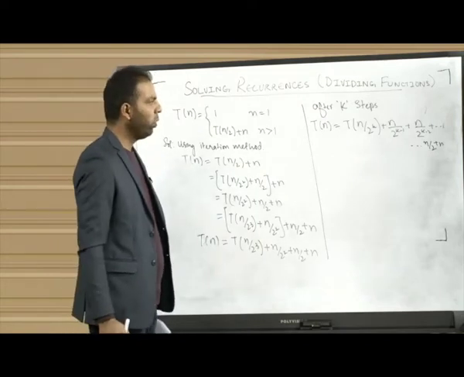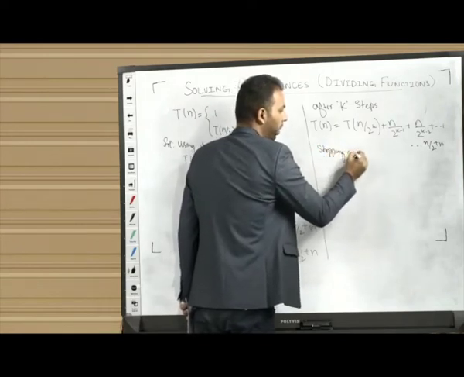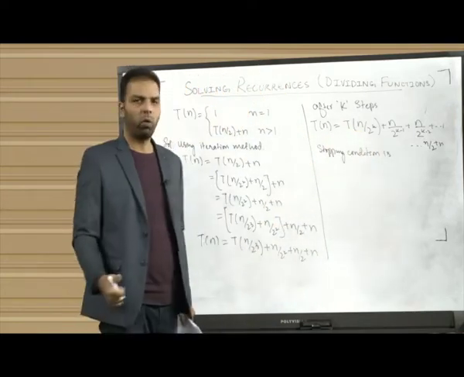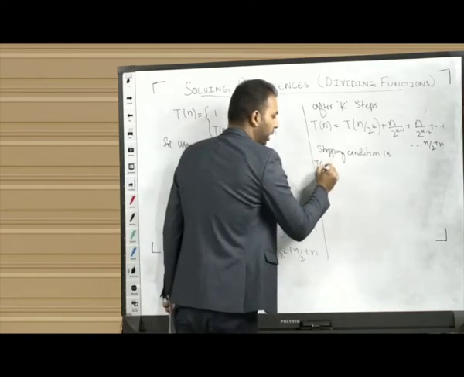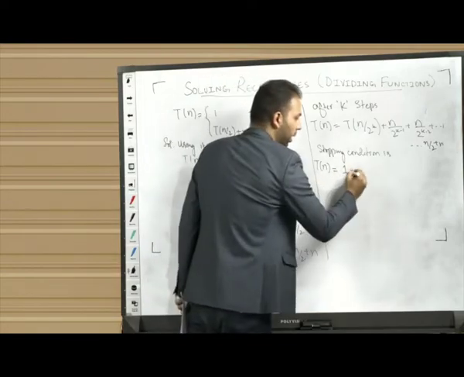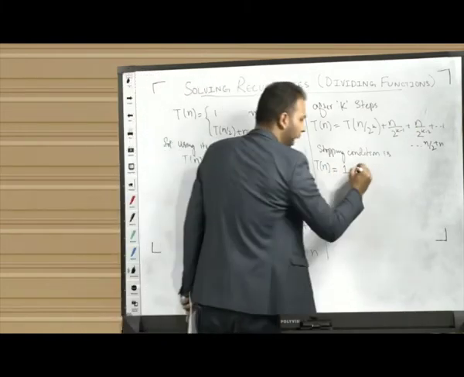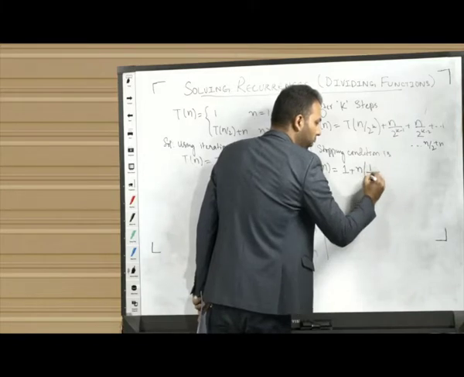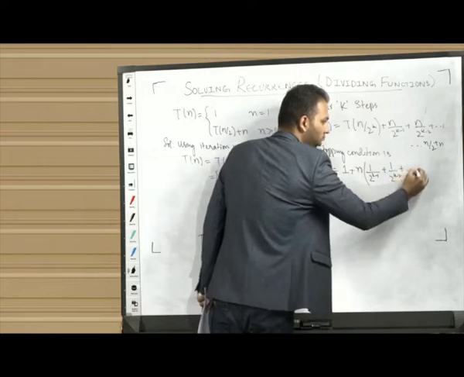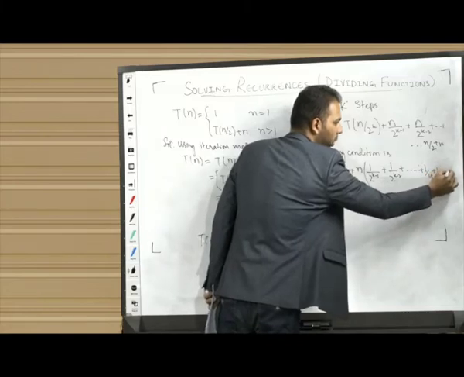So we know the stopping condition is that n by 2 raised to power k is equal to 1. So T of 1 will be equal to 1. Okay. Plus, for these terms, I again take the common term, that is n. So if I take n outside, inside it will remain 1 by 2 raised to power k minus 1 plus 1 by 2 raised to power k minus 2 plus so on plus 1 by 4 plus 1 by 2 plus 1.